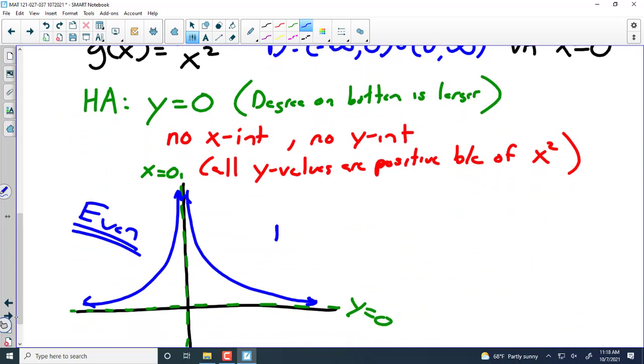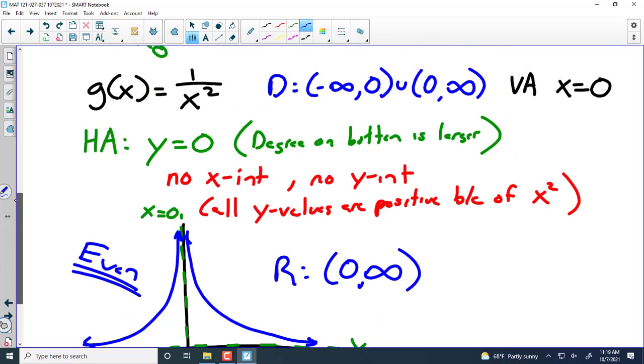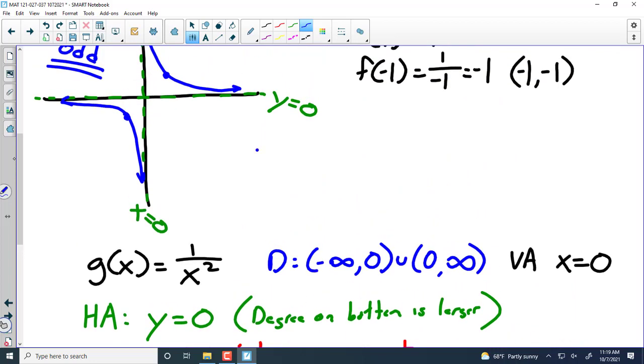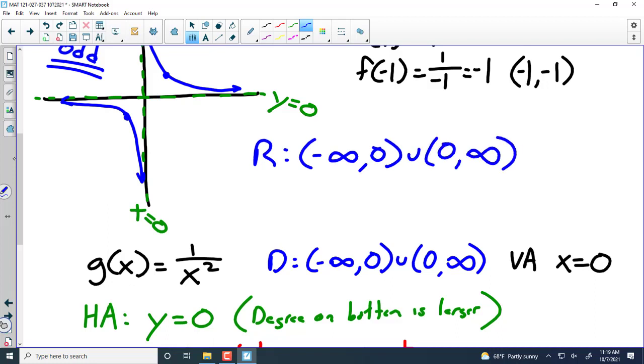This graph down here has a range of 0 to infinity. We can observe that by looking at the graph, that it's always above the x-axis but never touches the x-axis. And this one is both above and below but never touches the x-axis, so this one has a range of negative infinity to 0, 0 to infinity.